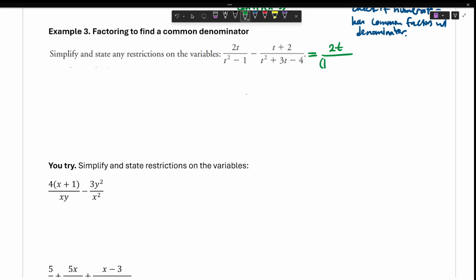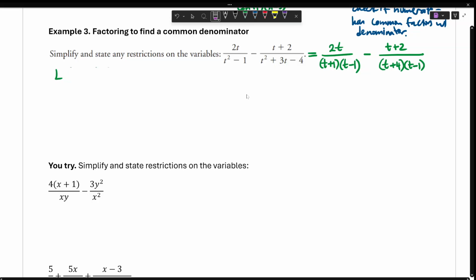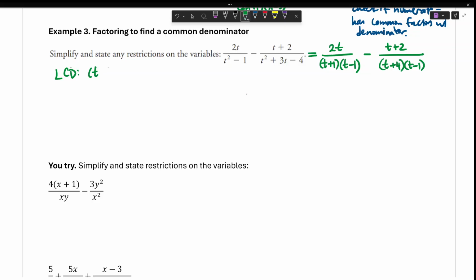t squared minus 1 is the difference of squares. That's t plus 1 times t minus 1. And then t squared plus 3t minus 4 is t plus 4 times t minus 1. And you'll notice that t minus 1 is shared between those. So we only need it once. We don't need to multiply them together. So our lowest common denominator, you're going to take every factor only as many times as you need it. So t plus 1, t minus 1, t plus 4, and that encompasses everything, so that's all we need.